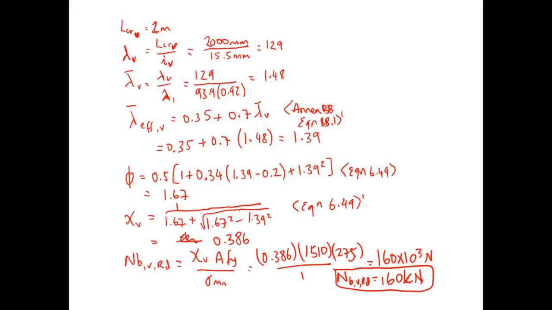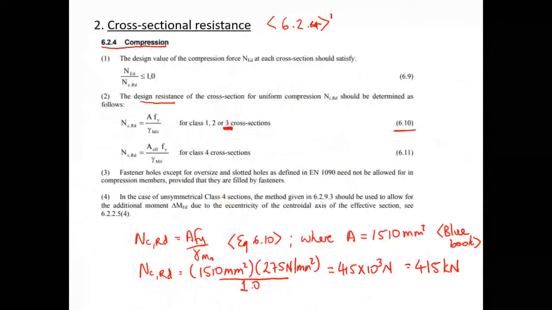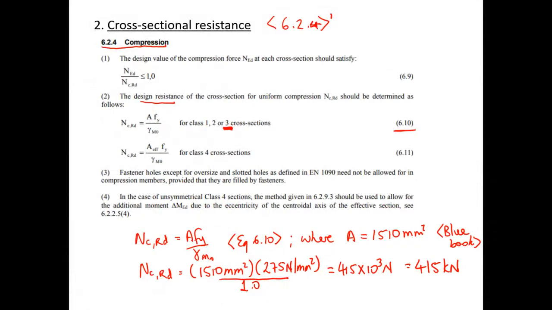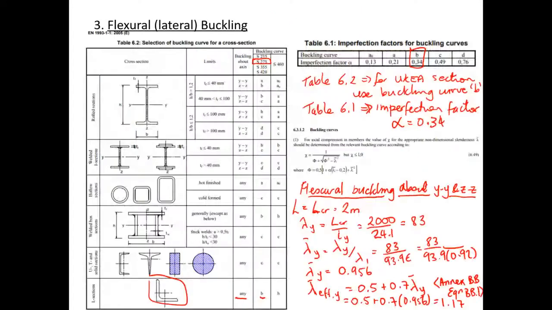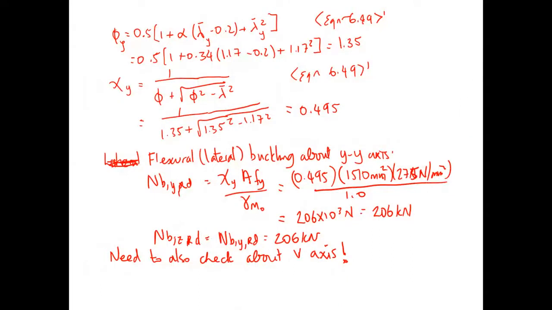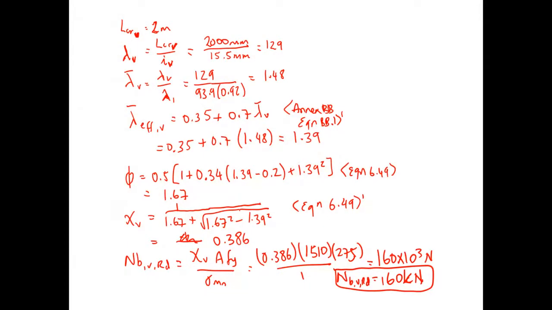So we've checked the cross-sectional resistance. We found that the cross-sectional resistance back here is 415 kilonewtons. So that's how much, if there's no buckling whatsoever, the section could take: 415 kilonewtons. For lateral flexural buckling, we've checked the member, and when we go through the calculations, lateral flexural buckling about the YY and Z axis, we get 206 kilonewtons, and we check about the V axis, 160 kilonewtons. Okay, so you can see how much smaller it is. Effectively, it's 39% of the cross-sectional resistance at 160 kilonewtons.